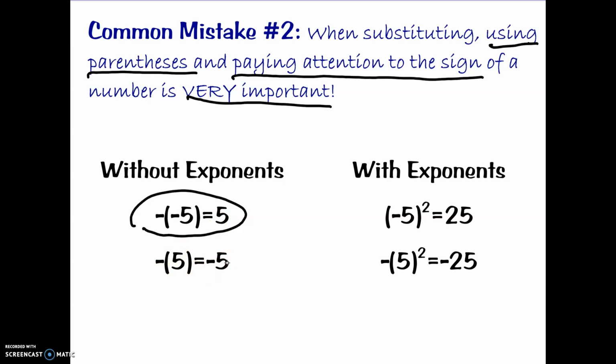Another place where parentheses become really important is when you're using exponents. This would be -5 squared is +25 because -5 times -5 equals +25. This one is read differently. This is read as the opposite of 5 squared. We know that 5 squared is 25, and the opposite of that is -25. Remember, your calculator is your best friend when using the quadratic formula, so please make sure to use it.